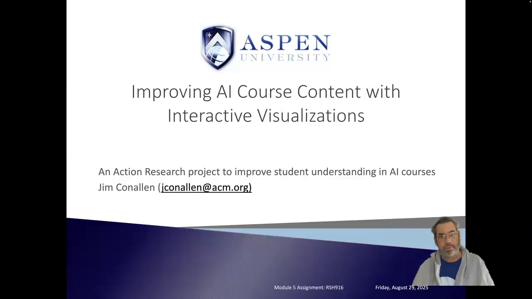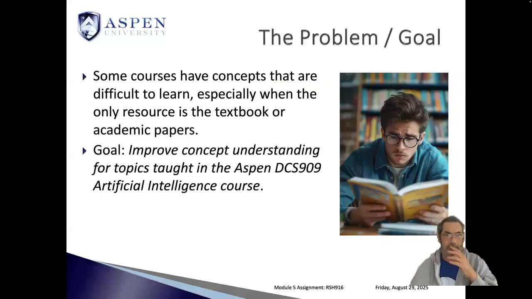The title is Improving AI Course Content with Interactive Visualizations. It's an action research project proposal to improve student understanding in AI courses. So the problem is some courses have concepts that are difficult to learn, especially when the only resource is the printed textbook or academic papers.